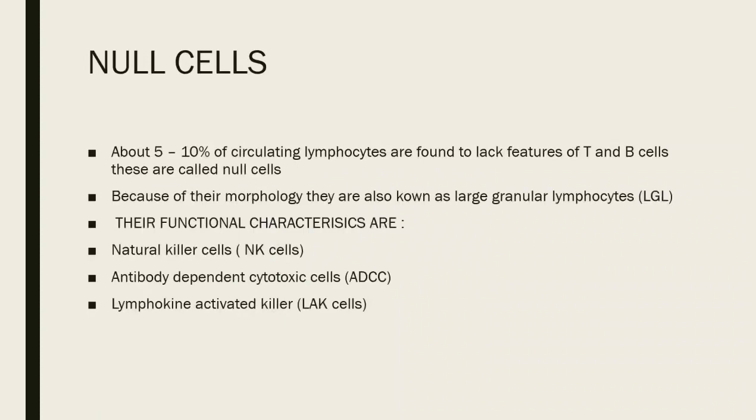Now null cells, about 5 to 10% of circulating lymphocytes, are found to lack features of T and B cells. These are called null cells. Because of their morphology, they are also known as large granular lymphocytes, that is LGL in short form. Their functional characteristics are natural killer cells, antibody dependent cytotoxic cells and lymphokine activated killer cells.